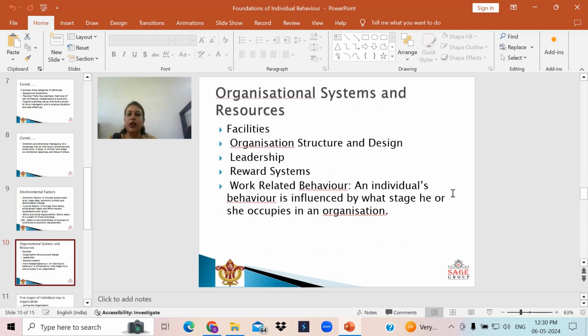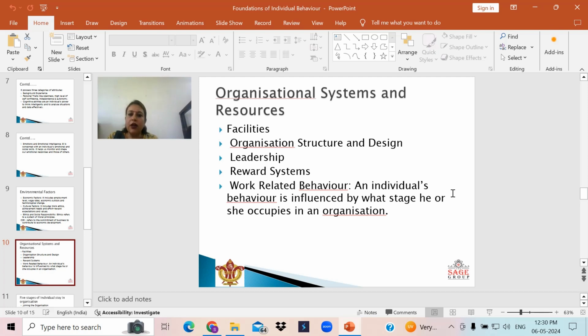Then there are your organization's systems and resources. Obviously, if you get all the facilities in the organization, you feel satisfied. If you are satisfied with the organization structure or hierarchy, then also your behavior will be good towards the organization. Leadership quality will also make a difference in the behavior of an individual. If you have a good leader, your behavior could be positive.